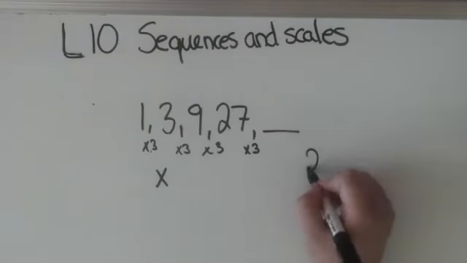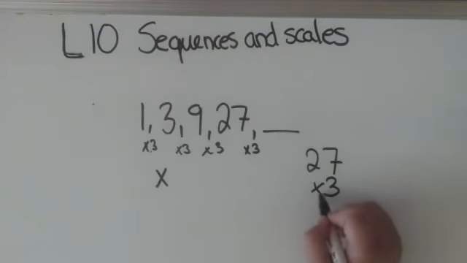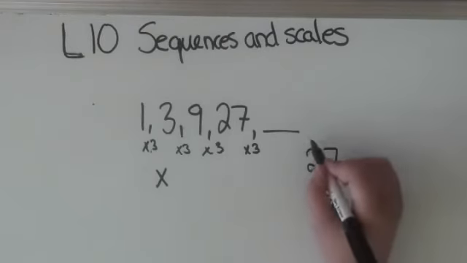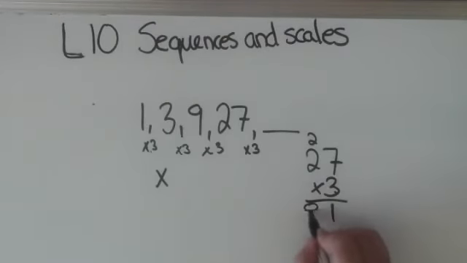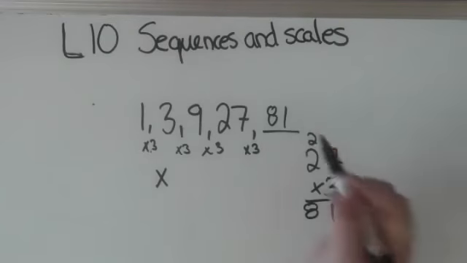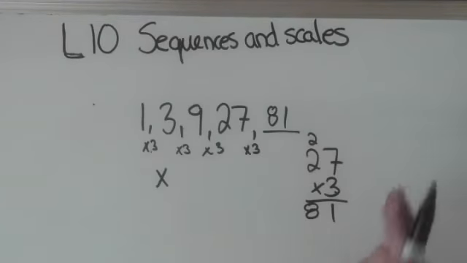So 27 times 3, that's 21. Carry the 2. 3 times 2 is 6, plus 2 is 8. We have 81. And we'd be able to keep going because we know the rule. The rule is multiply the previous term by 3. Those are sequences, and that's how you find the next term in your sequence.